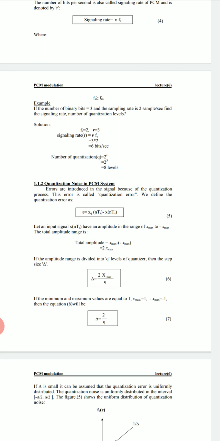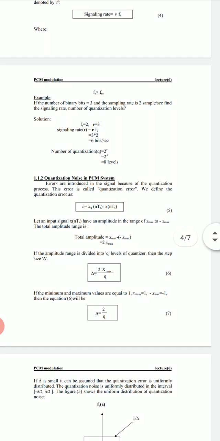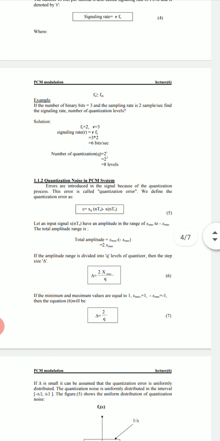So you will get the step size. How will you get it? You are supposed to take the total amplitude in the numerator, total amplitude divided by the q level of the quantizer. It means the number of quantization levels. You can denote the step size by the letter delta, the triangle.